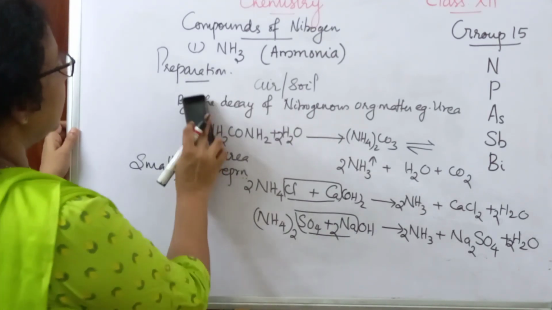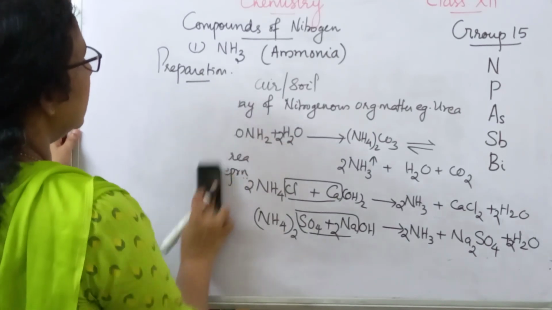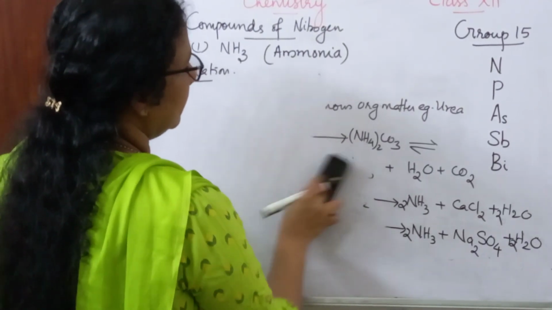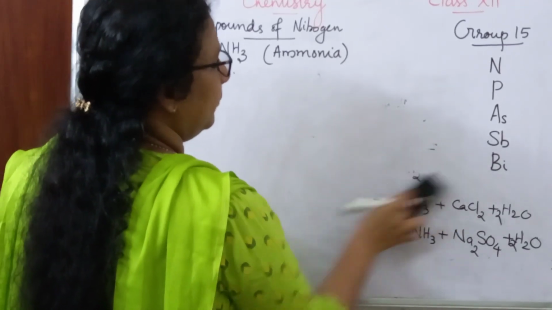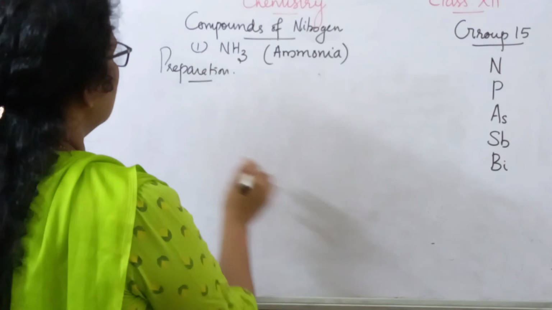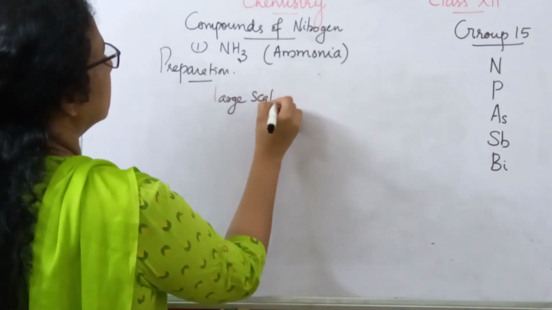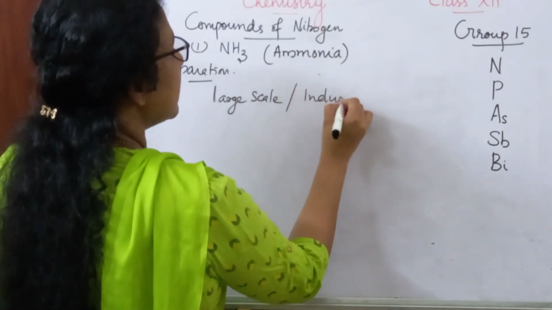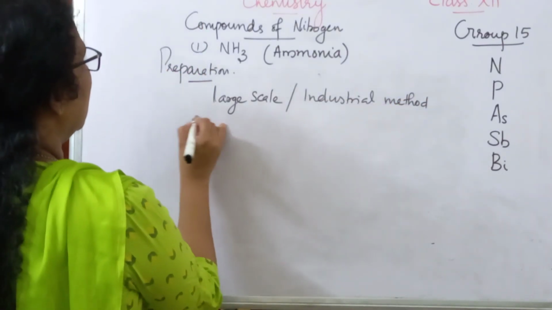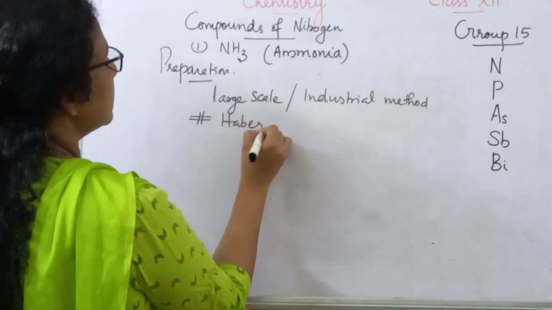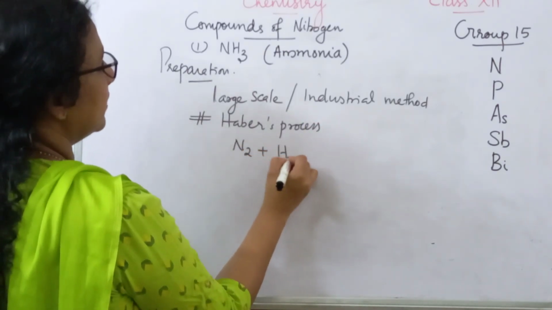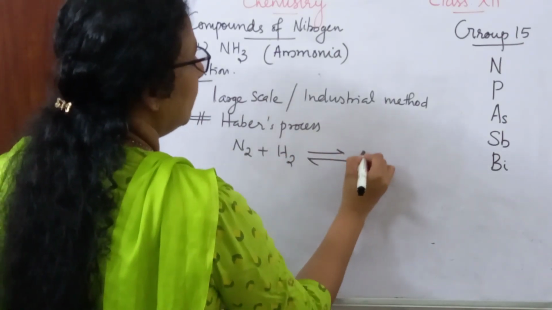Let us see a large scale preparation for ammonia, that is the industrial method for the preparation of ammonia. That is actually called Haber process, or Haber's process. The process is called the Haber process, where nitrogen and hydrogen react together to form ammonia, NH3.